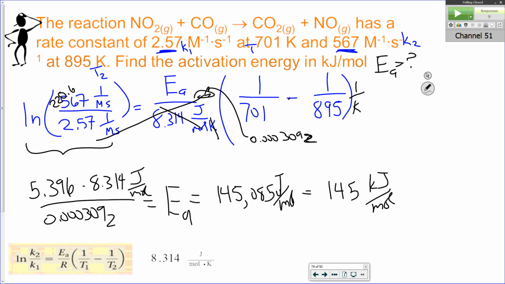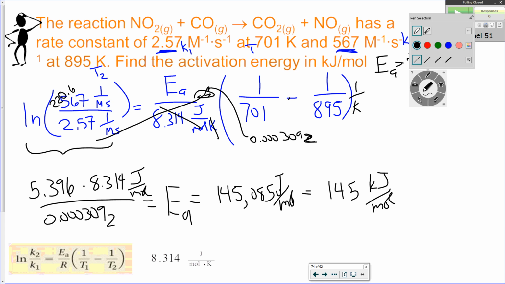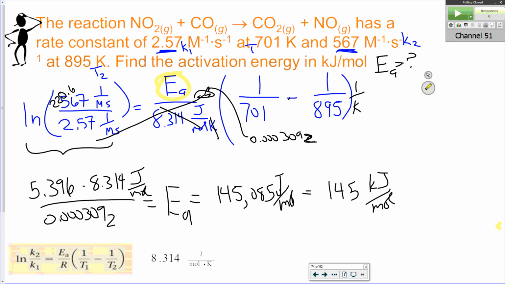Since I knew everything but this one term, I'm just plugging in everything I know, and then cross multiplying over to isolate that E sub A out. I didn't have to take an anti-log or anything with this one. Now it depends on the variable you're looking for. Sometimes we're going to need to know what the rate is at a new temperature, and to do that we're going to have to take an antilog.